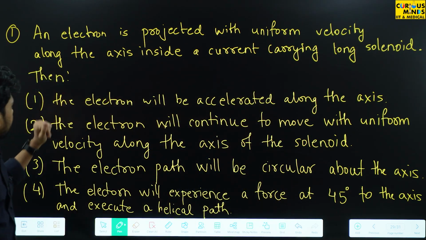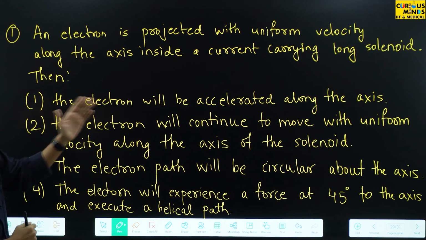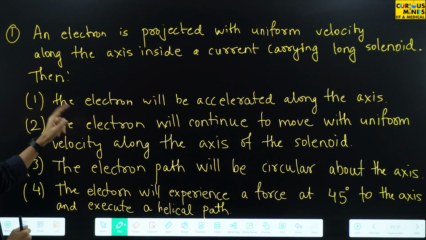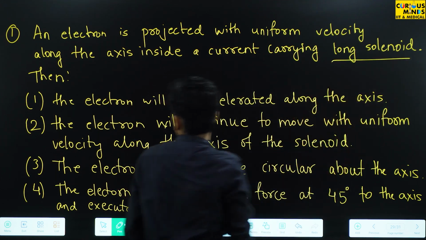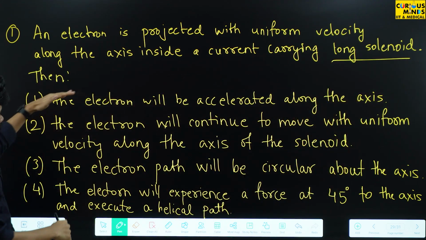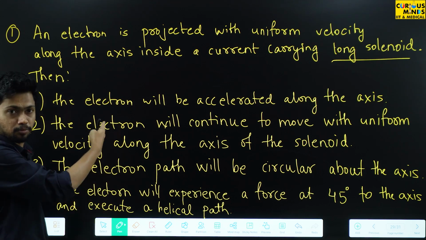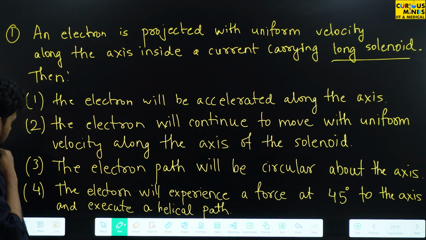It is saying an electron is projected with a uniform velocity along the axis inside a current carrying long solenoid. And then they're asking what is going to happen. So these are the four options as you can read. Now let's discuss the solution of that question.